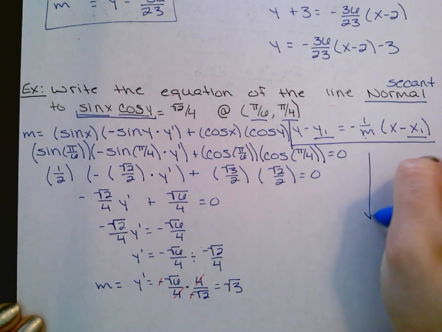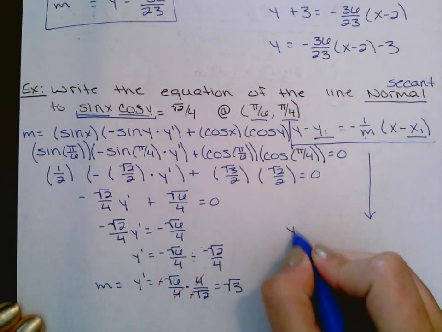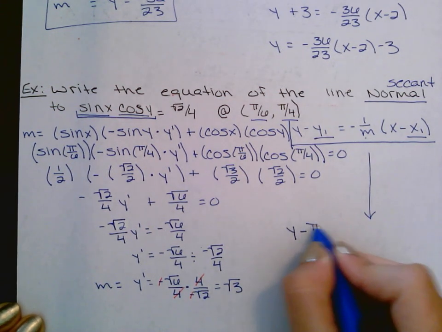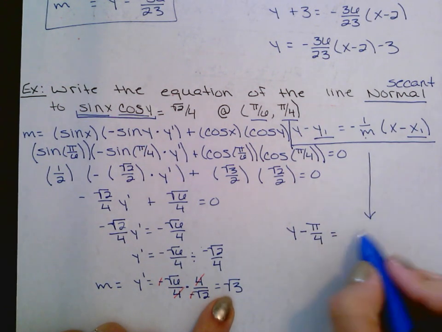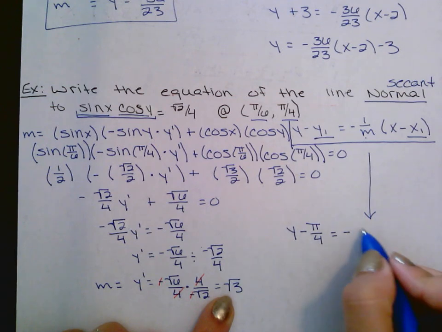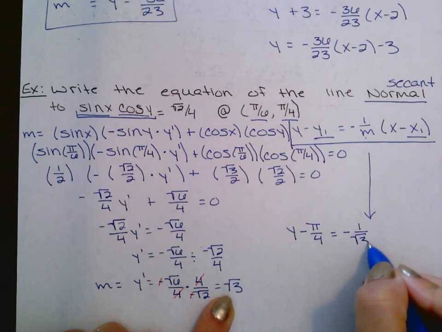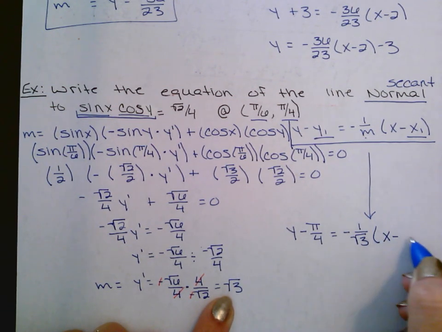Now, when I'm coming down to write my equation, y minus y1 equals, I'm going to say negative, I need to flip it, 1 over radical 3. Do not worry about rationalizing. That is not needed in calculus. And my x1 is pi over 6. And you are done.